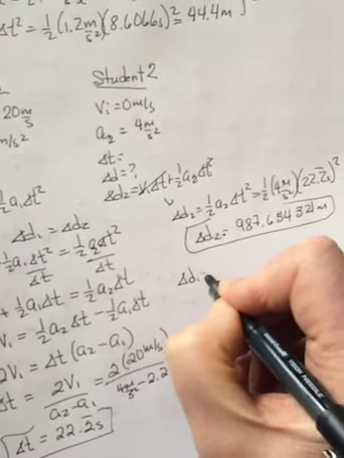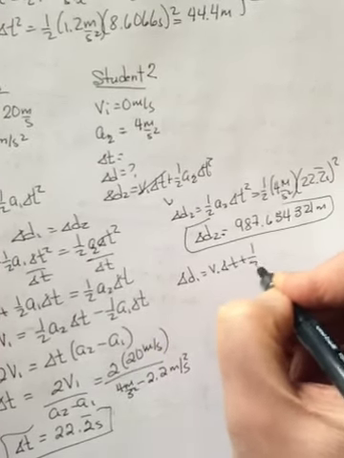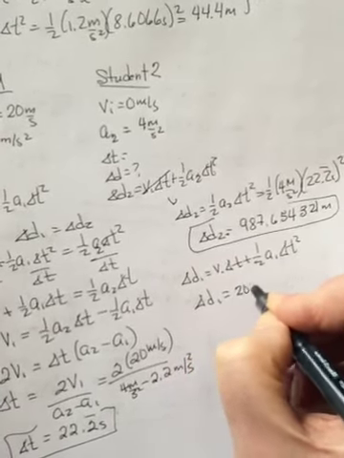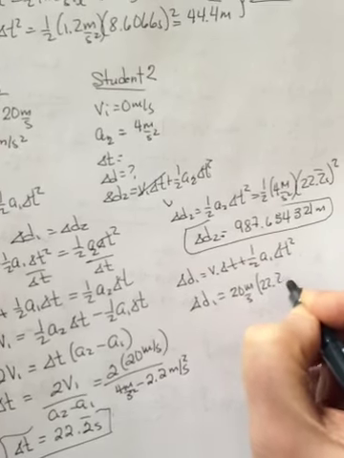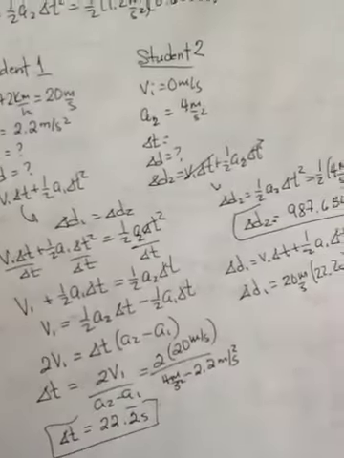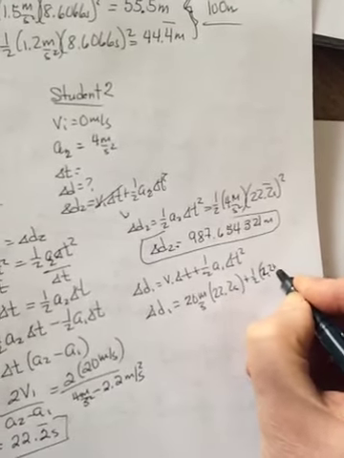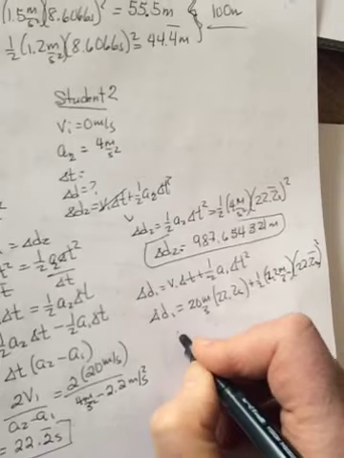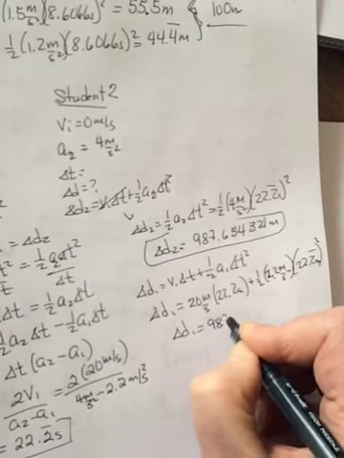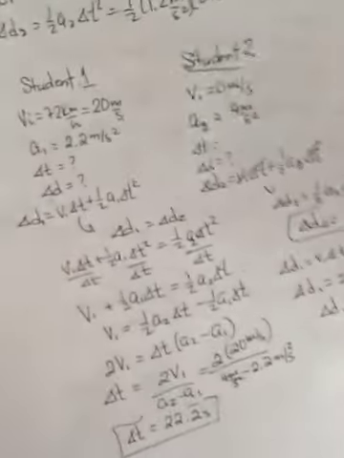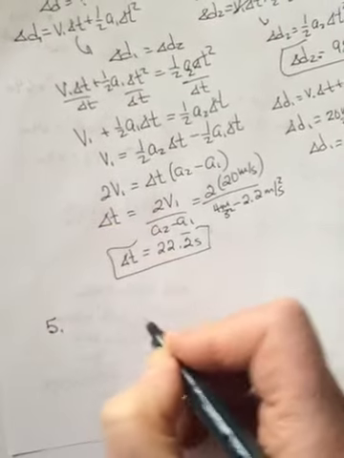Delta D1 was VI delta T plus 1/2 A1 delta T squared. So delta D1, initially going 20 meters per second for the time, plus 1/2 of 2 meters per second squared by the time squared, and lo and behold, you get the same distance again. Number 4, done.